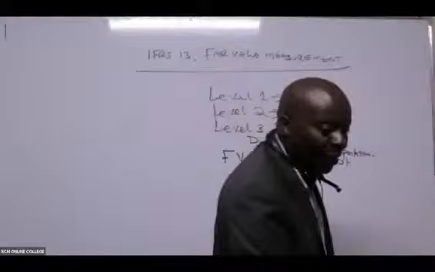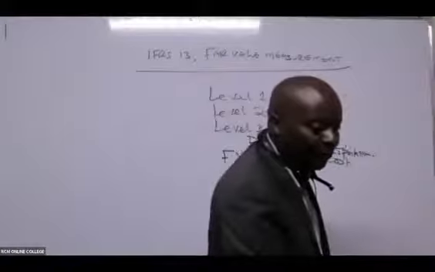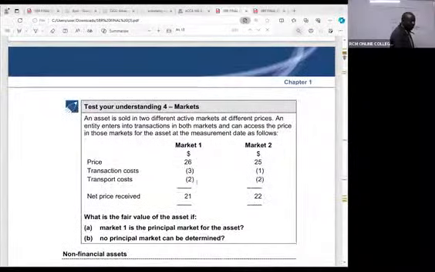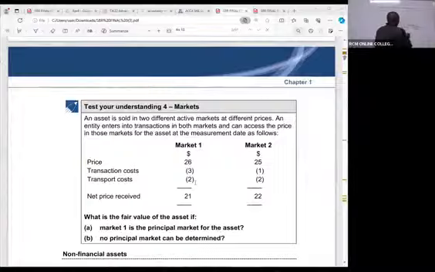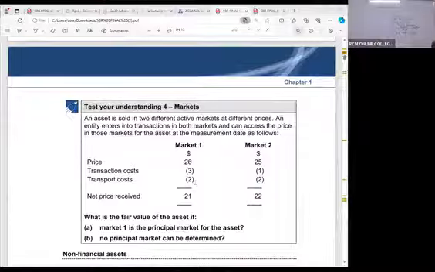The selling price has been given to us as 26. So I'll take 26 minus 2. 26 minus 2 is 24. So this 24 is the price at which you shall carry your asset in your books of accounts, not the net selling price, because here we want to exclude transaction cost.